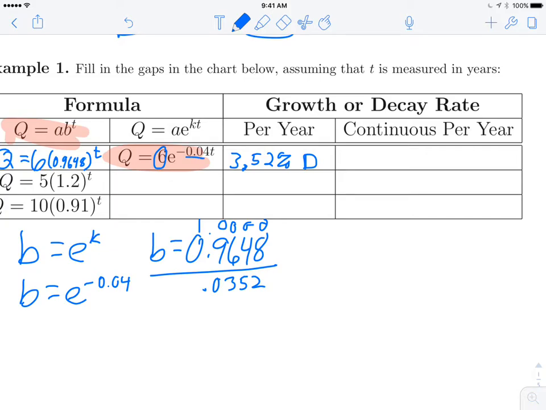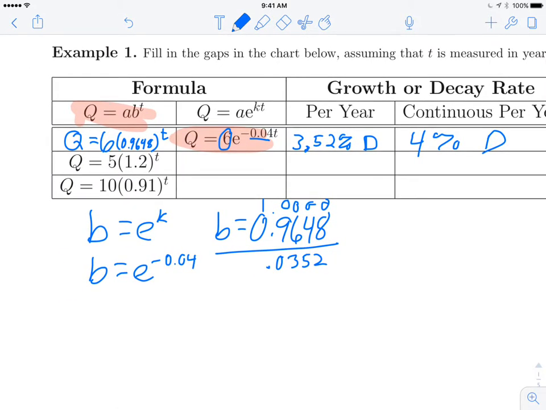Whereas for the continuous growth rate, that's going to be what it gives us for the k up here. So the continuous growth rate is 4%, and that's also decay. I apologize for my writing. I don't have a stylus, so I'm just using my finger. Okay, so there's that. So let's finish out the rest of this table.